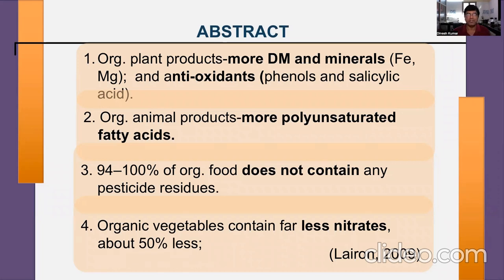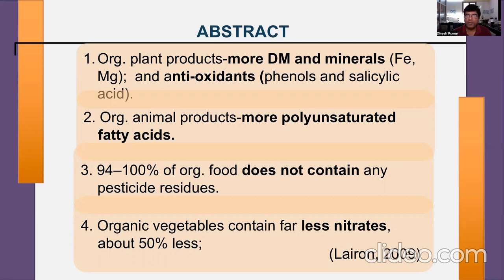But that is not the case. If this is the case, then people would buy only conventional product. So there are some quality differences in organic and conventional product. And later on, this paper suggests conclusively that organic plant products contain more dry matter.